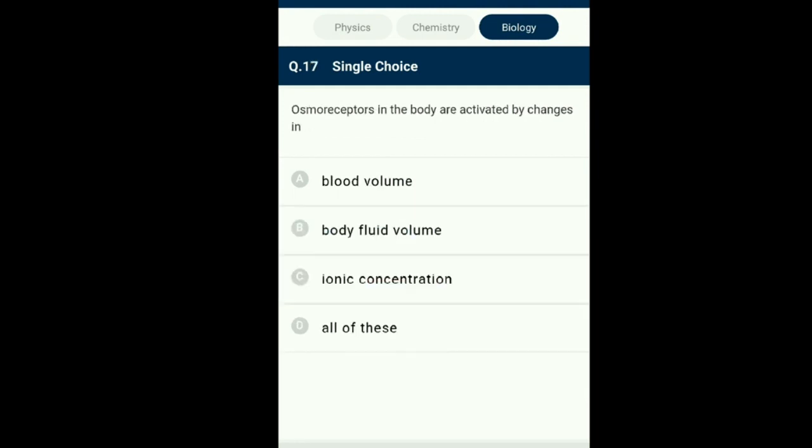Question number 17. Osmoreceptors in the body are activated by changes in. Sensory receptors that detect changes in osmotic pressure and assist in maintaining fluid balance in the body are called osmoreceptors. These are spread out in the kidneys and hypothalamus of the body. They play an important role in homeostasis. Changes in the blood volume, ionic concentration and body fluid level trigger these receptors for response. So the answer is option D, all of the above.